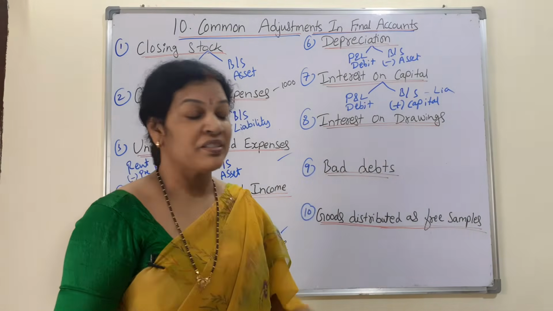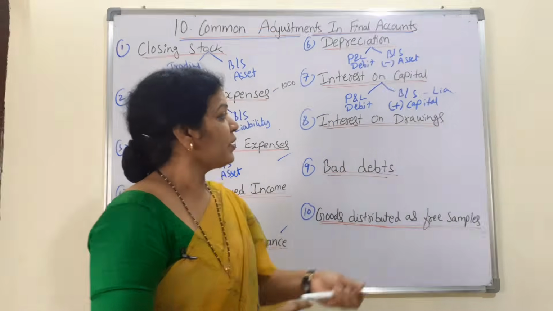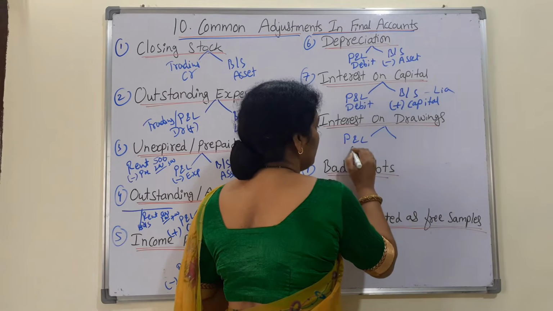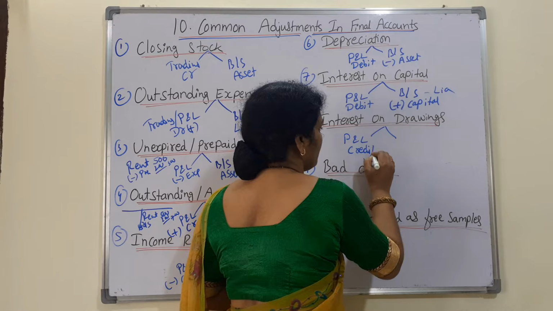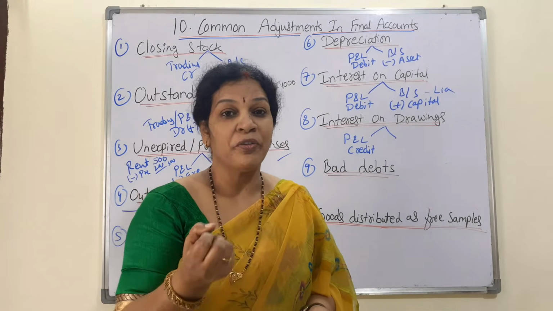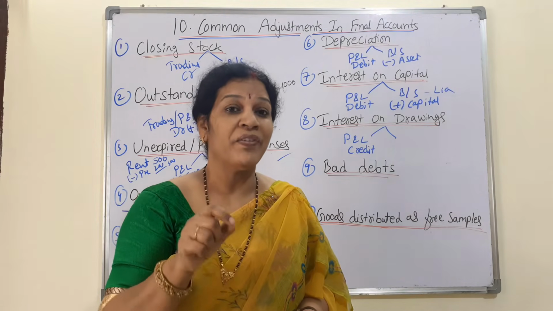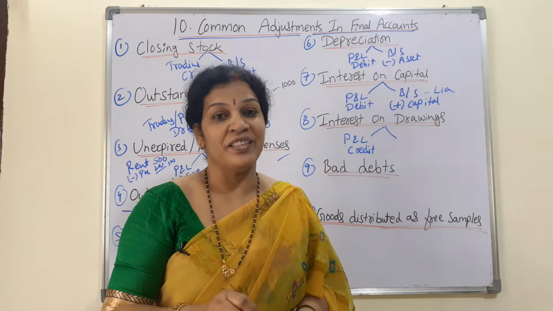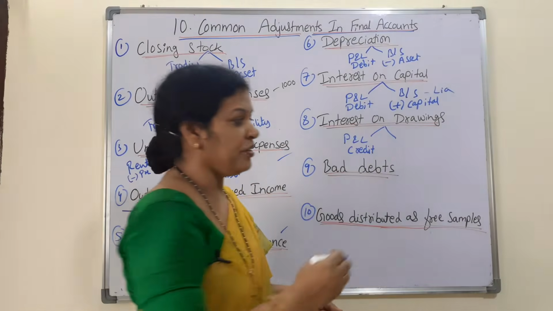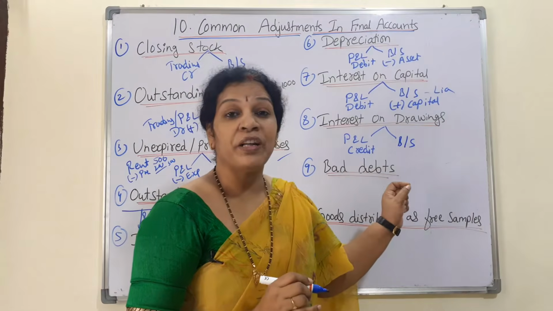Next one, interest on drawings. This treatment will be quite opposite to the interest on capital. Interest on drawings will be on the P&L account credit side. Why credit side? Someone is drawing some amount from the capital, so they are going to pay interest. When they pay it to the firm, it is income. That is why we'll write it on the P&L account credit side. And in the balance sheet, deduct from the capital.